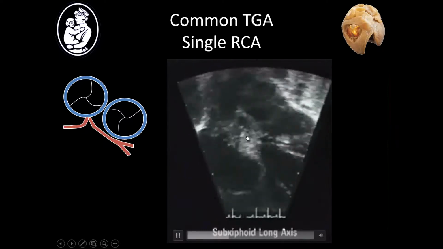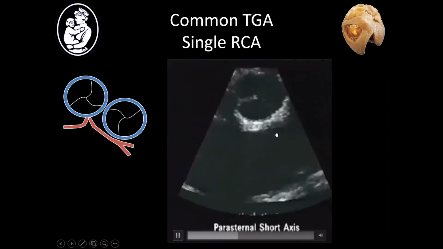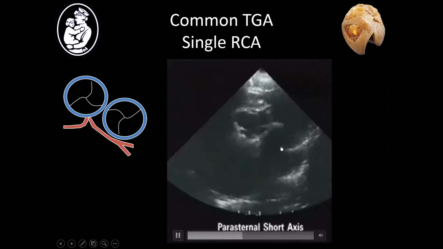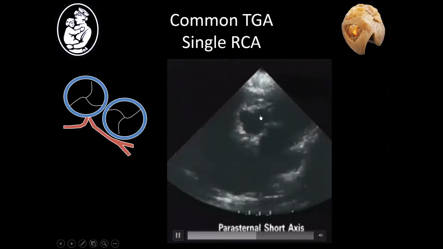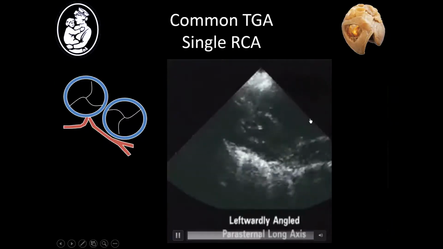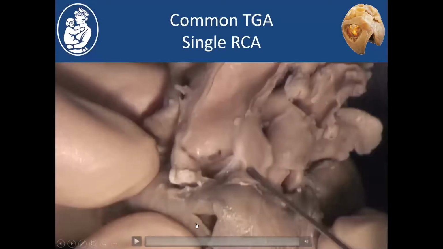There are the two great arteries coming from the single posterior sinus. And in a parasternal short axis view, you can often see the left coronary behind the pulmonary trunk. And here's this little conus coronary coming from the usually left coronary sinus up here. That often has to be moved as well. Both of the great arteries come from this posterior sinus back here.